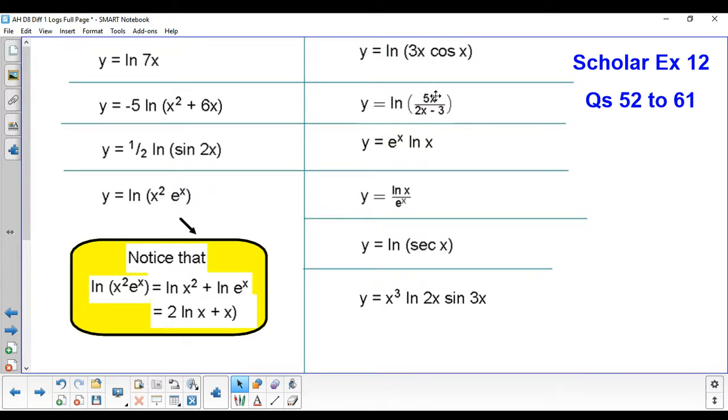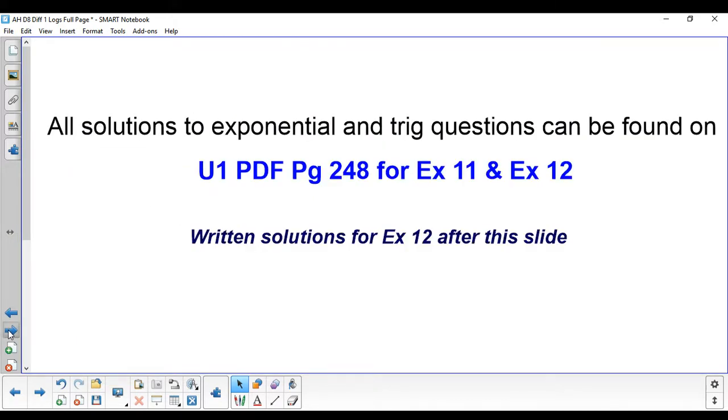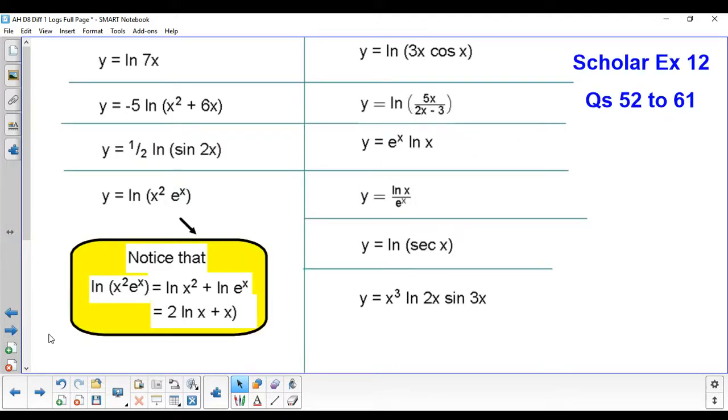Here again, you've got the quotient rule, okay, or you don't have to use the quotient rule and the product rule if you separate it using your log rules first. You'll find all the answers on page 248 and the written solutions are after this slide. So I'm going to stop now, but if you go to your PDF, you'll find these questions on page 12, or you can use the Scholar PDF.